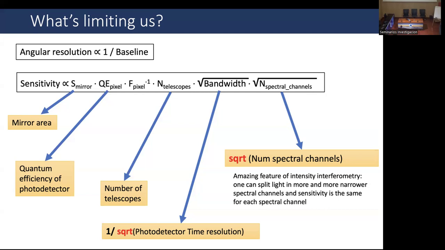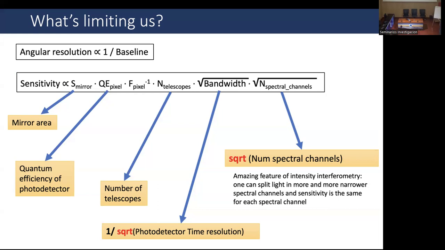It also goes with two more factors. One is time resolution, so you go to photodetectors that are much faster. Our photodetectors currently have 1 nanosecond time resolution. You could go to picosecond time resolutions, which is possible, and you could improve the sensitivity with the square root.